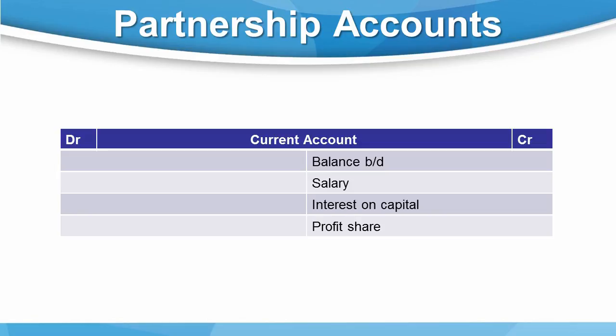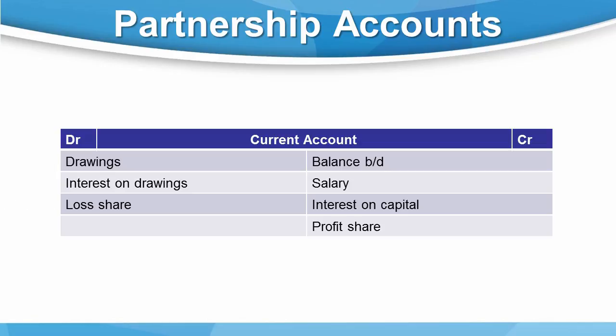Now let's look at the debit side. The most common entry will be drawings. This can be in cash, or it can be when a partner takes goods for their own use. Sometimes the partnership agreement will charge interest on drawings. This is usually to discourage partners taking too much cash out of the business early in the year when the business may be short of cash.